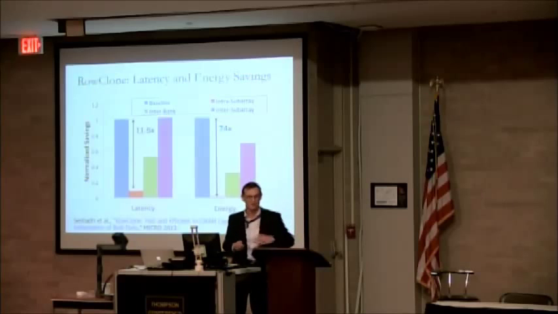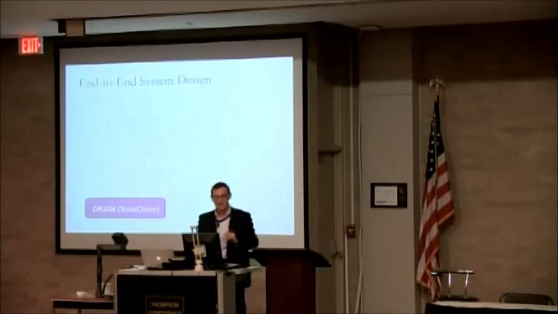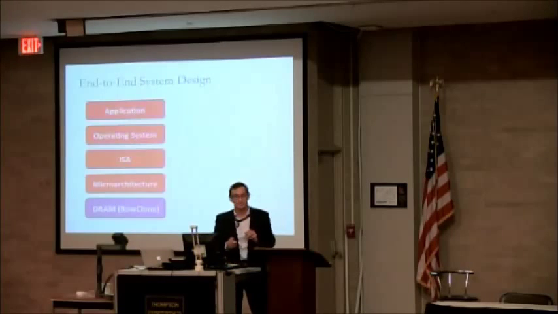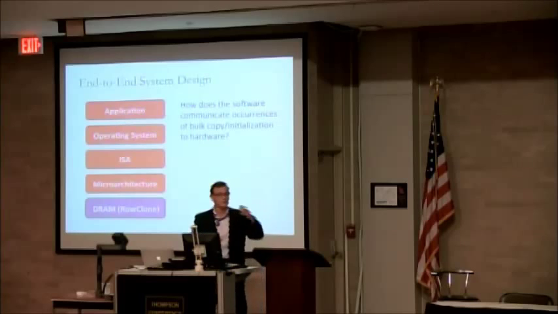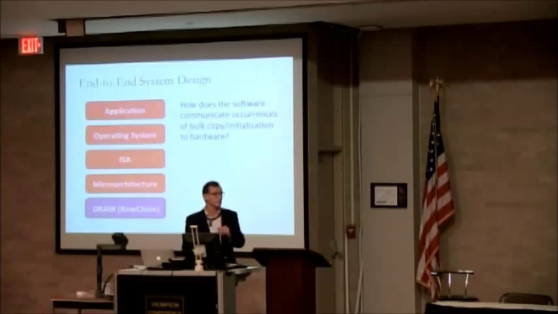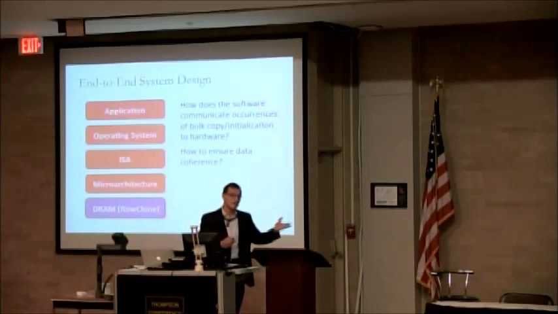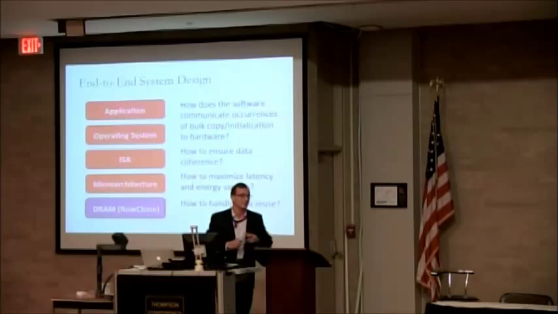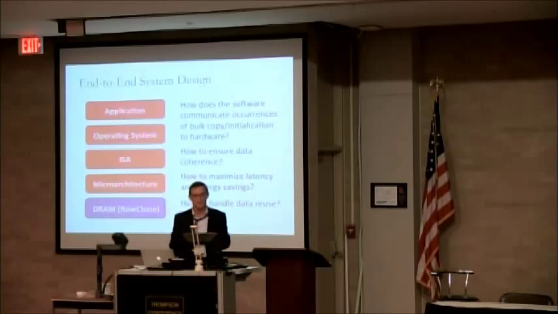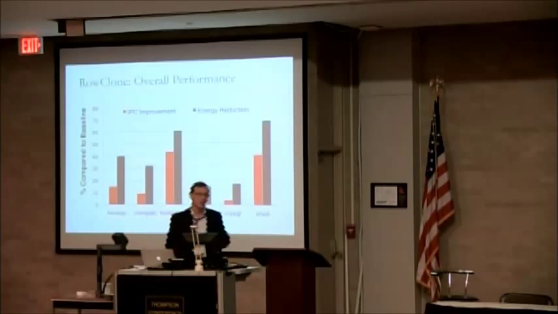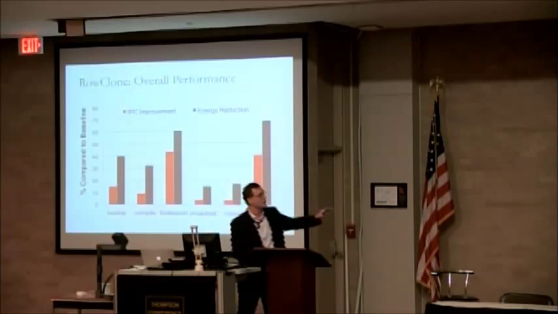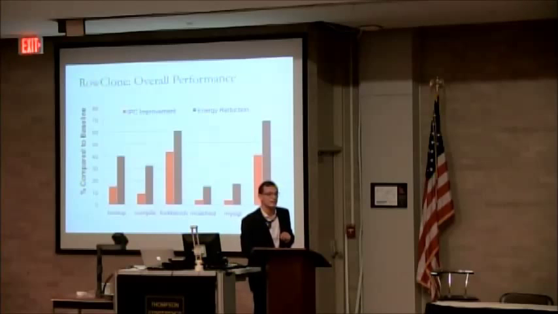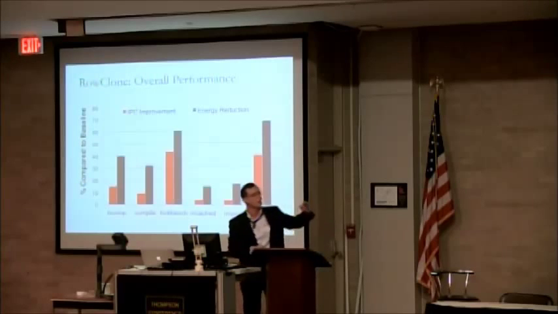So that calls for a system design that can take advantage of this. How do you take advantage of this? If you have this kind of simple mechanism in memory, you need an end-to-end system design to take advantage of it. The software needs to communicate the occurrences of these bulk operations to hardware. You need to somehow ensure data coherence. You need to maximize latency and energy savings, and you need to handle data reuse. I'm not going to talk about that, but these are, I believe, important research directions going forward. But the benefits that you can gain are potentially significant. These are some applications which do a lot of bulk copying and bulk initialization, and they can get significant performance and energy reductions.